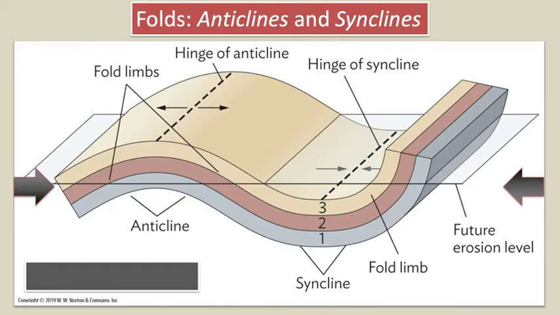Plastic deformation makes folds and is always caused by compressional stress. Upward folded strata is called an anticline, while downward folded strata is called a syncline. The imaginary line around which the strata is folded is called the hinge or fold axis. The strata on either side of the hinge are the limbs of the fold.